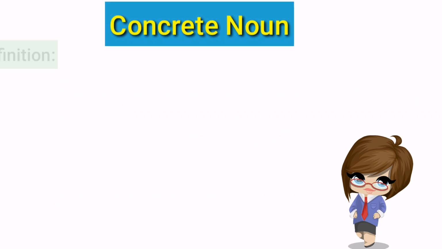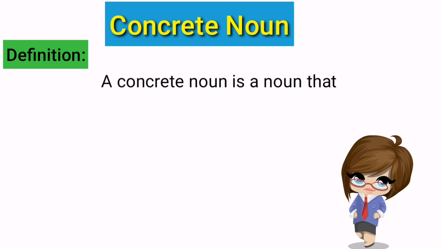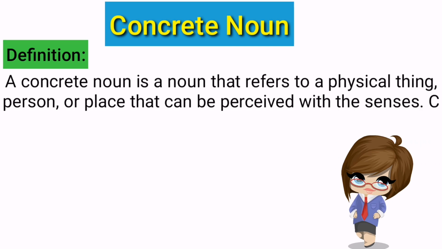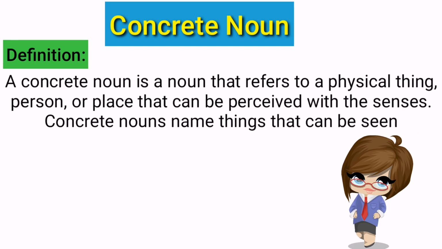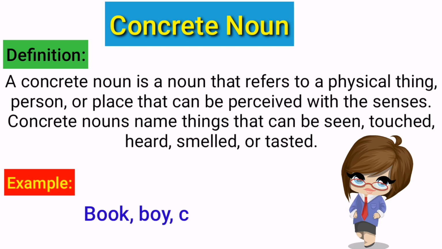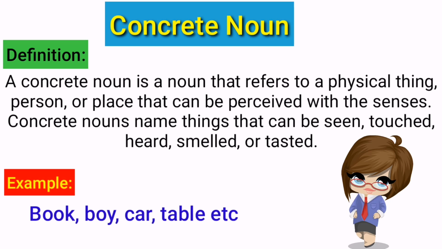Concrete noun. A concrete noun is a noun that refers to a physical thing, person, or place that can be perceived with the senses. Concrete nouns name things that can be seen, touched, heard, smelled, or tasted. They are the opposite of abstract nouns, which name concepts or ideas that cannot be seen or touched. For example, book, boy, car, table, etc.